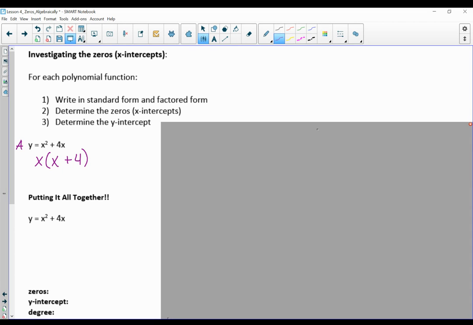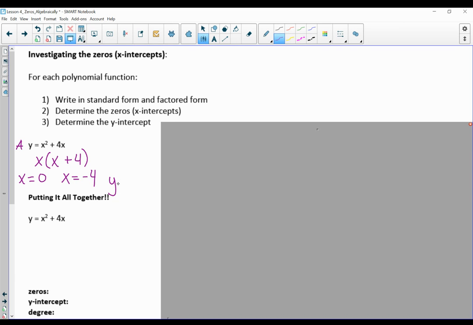2 says determine the zeros. So I'm going to set x equal to 0 because that's a zero. And I'm going to use the trick of, hey, I just have an x here. There's no coefficient other than 1 on the x. So I can just say this is the opposite of what I see in the binomial. So x equals -4.